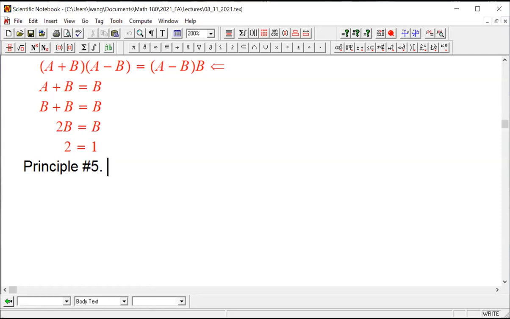A times B equals 0, then A equals 0 or B equals 0. Okay, very good. The product of two numbers is 0 if and only if one of them is 0. Correct? Wonderful.